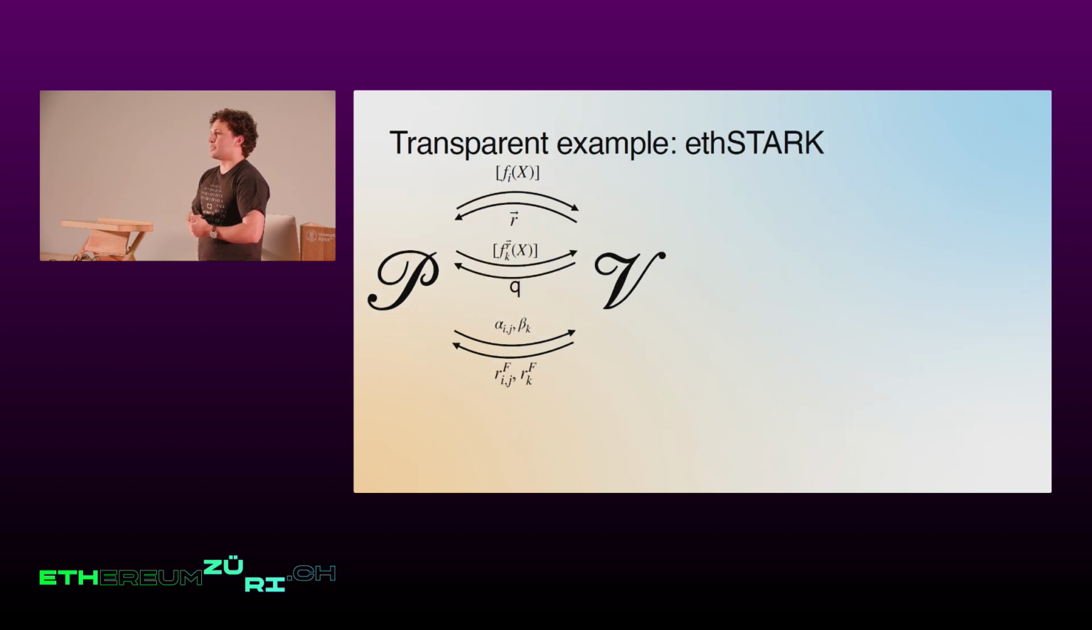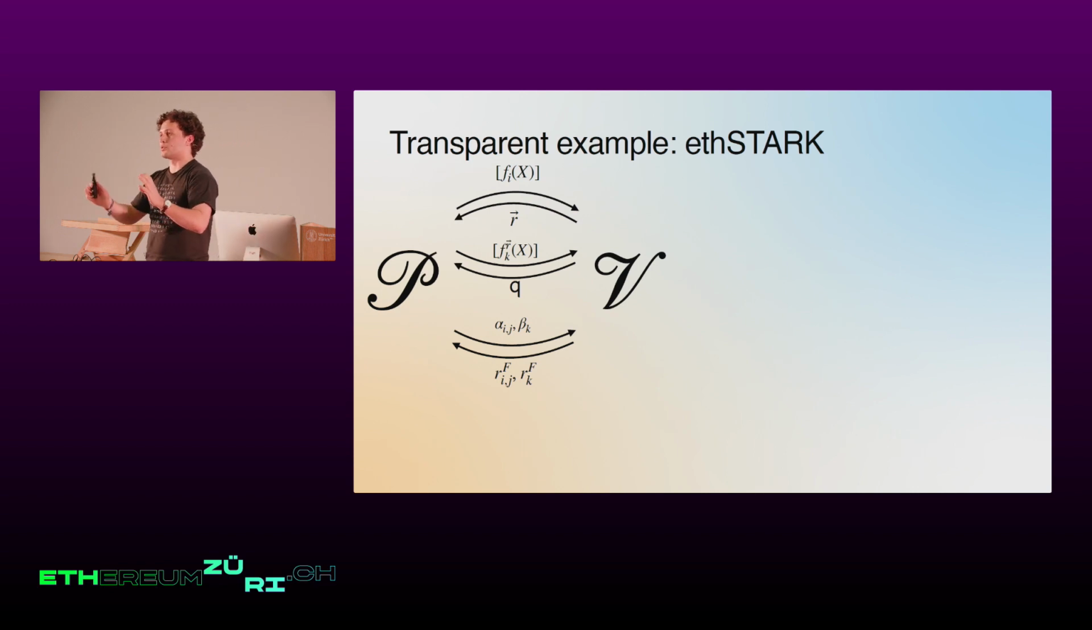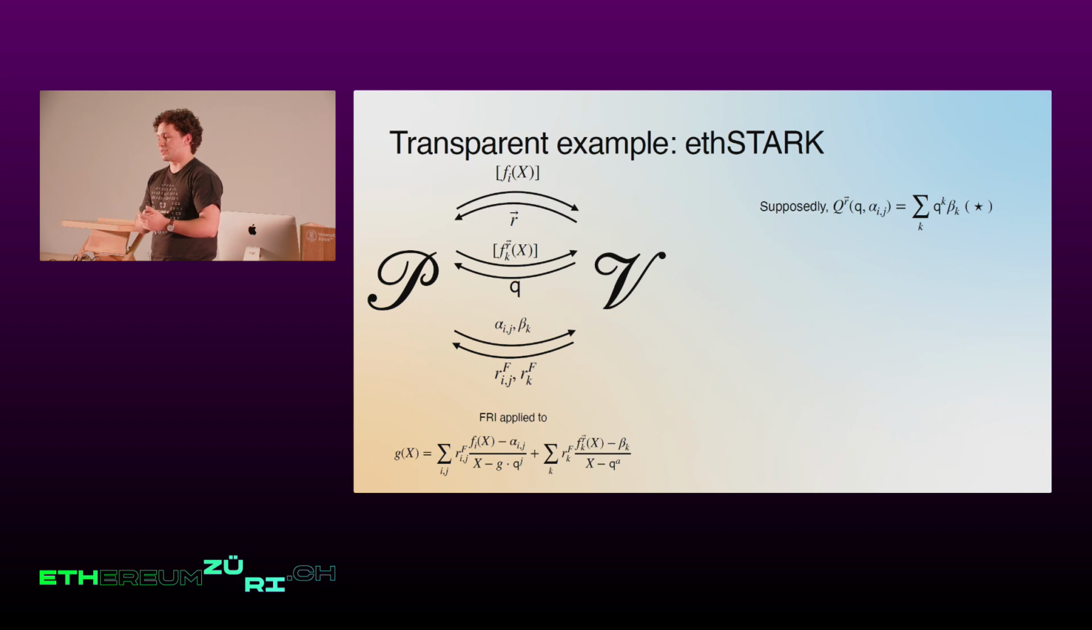So let's look at the transparent example. Let's look at the ETH-STARK protocol, for example. And here it's very similar. The prover is supposed to send commitments to some polynomials, some witness polynomials. And the verifier at some point sends this Q point, which is also supposed to be an evaluation point. And the decision process is such that the evaluations of the witness polynomials that the verifier sent are supposed to satisfy some constraint equation, which is given by this equation star. It's not important what it encodes, it's supposed to satisfy this equation.